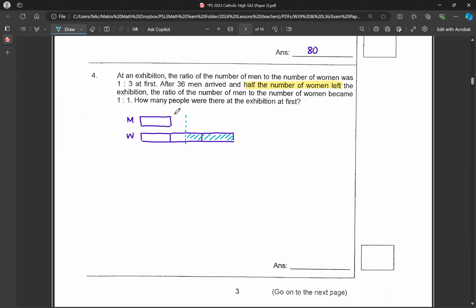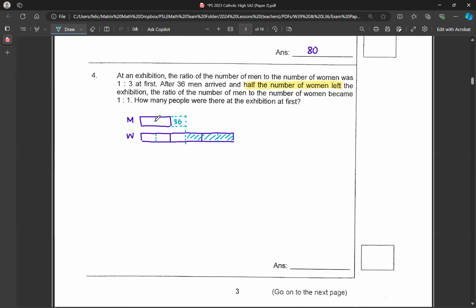So 36 men arrived. Don't forget, men and women in the end must be 1 to 1. 1 to 1 means same size. So the women in the end is from here to the dotted line. You must also ensure men in the end also go from here all the way to the dotted line. So that means this gap here is the 36 men who came in. This is how I infer the information. And with that, we should go on to cut the rest of the units. Each big unit I cut into 2 small parts, so do the same for the rest.